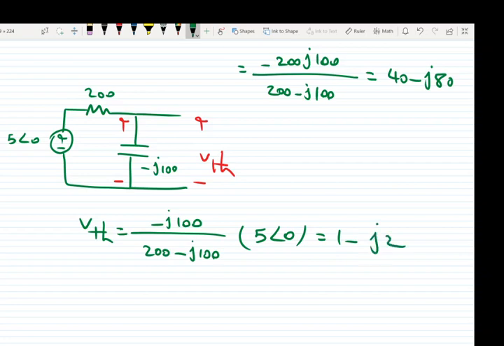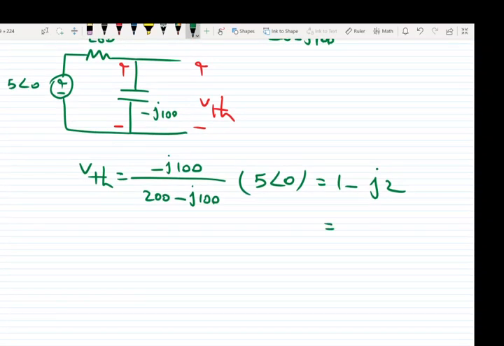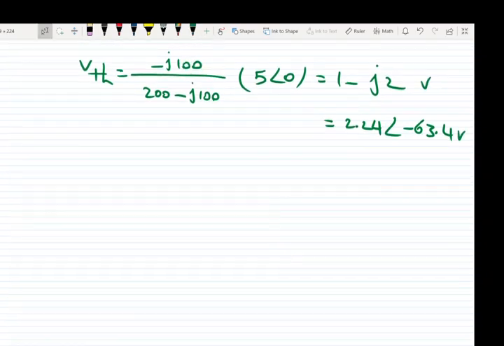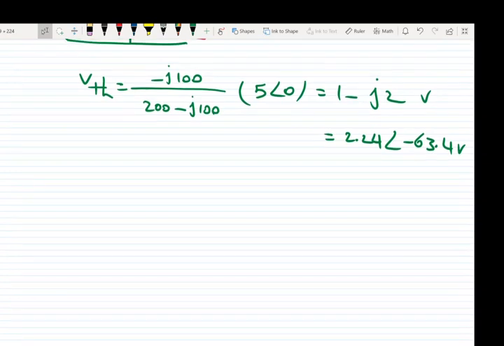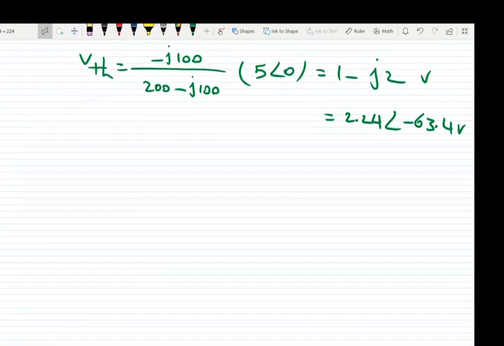J2. Or if we write it in polar mode, it is 2.24 with the angle of negative 63.4 volt. Now that we have both V Thevenin and Z Thevenin, let's draw the equivalent circuit.